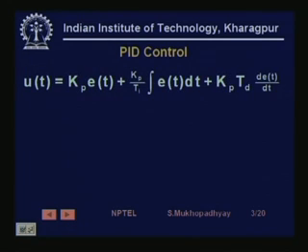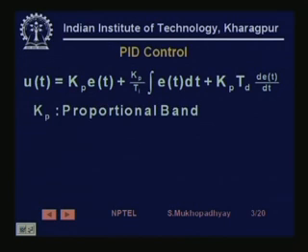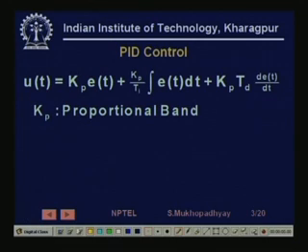This is the PID equation which we have seen in the last lesson also, where Kp is the proportional gain. But a very similar parameter called proportional band is also used in the context of PID controllers. We will see soon how it is related to the proportional gain.